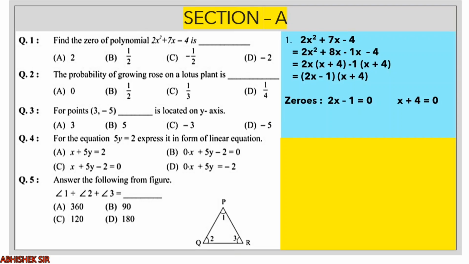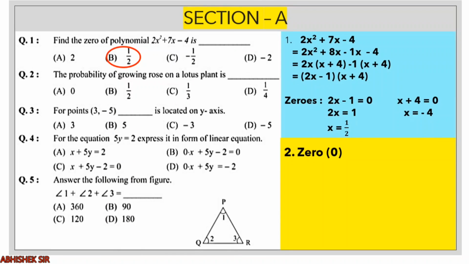So minus 1 if taken on another side will become plus 1. So we will have 2x equals to 1. On the other side we will take 4 on the other side, it will become x equals to minus 4. Now we have to find out the value of x, so 2 will be taken downside. So finally the zeros are x equals to 1 by 2 and x equals to minus 4. Out of these two, which one is given in our MCQ? That is B, x equal to 1 upon 2.